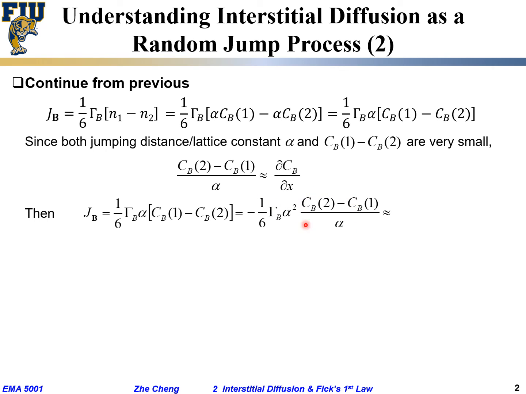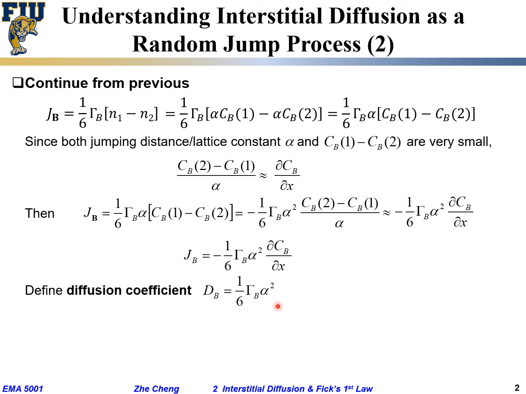So now borrow from my middle equation. This fraction can give me the partial derivative. Make sense? I still have the minus sign here. My gamma alpha squared term got kept, but my fraction term got replaced by the partial differential. Okay, then this is what we have. J, the flux of what? The solute impurity interstitial atoms of B along my chosen positive x direction would be minus 1 over 6 gamma alpha square, times a partial differential of concentration.